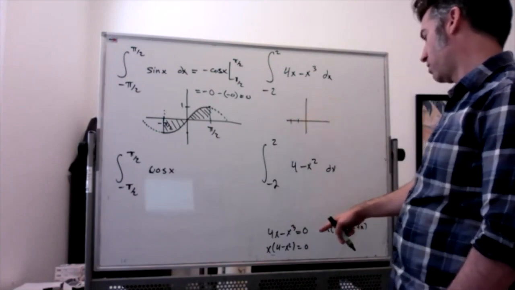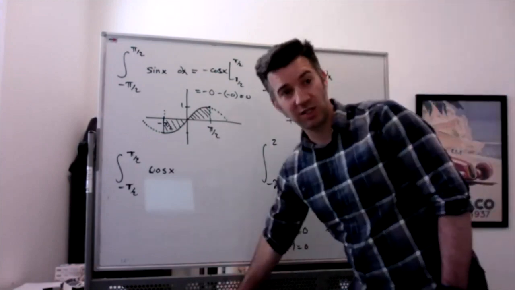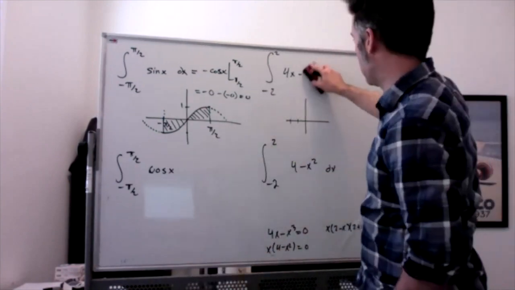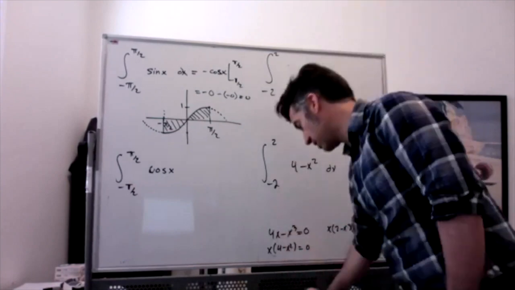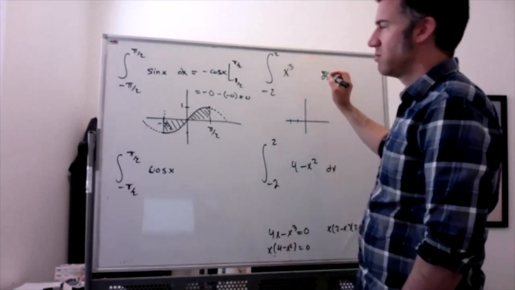Darn it, I wanted the other function. Sorry, I'm going to change this just slightly, just because I want it to look slightly different. It's still going to be essentially the same. It's going to have the same intercepts. It's just going to be x cubed minus 4x.